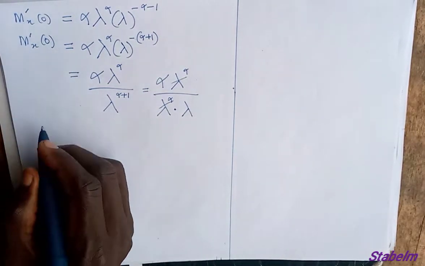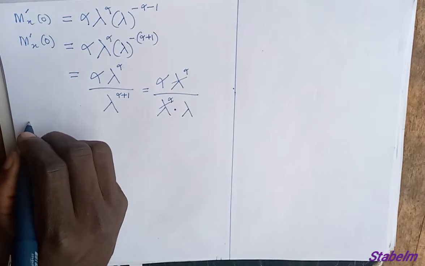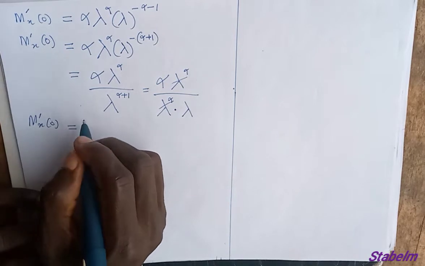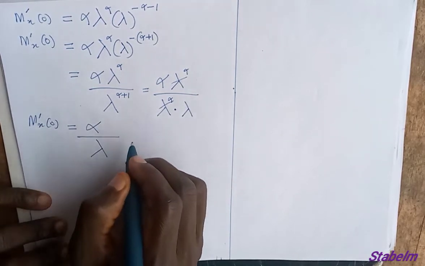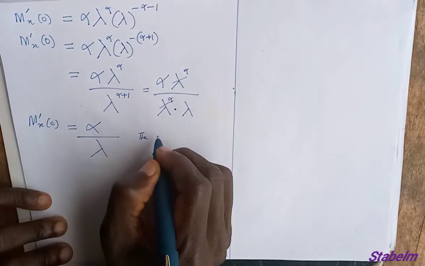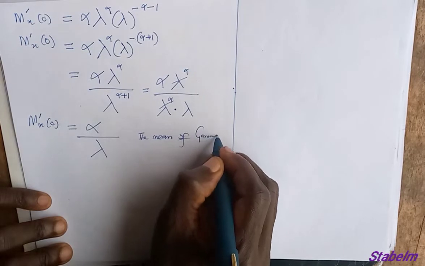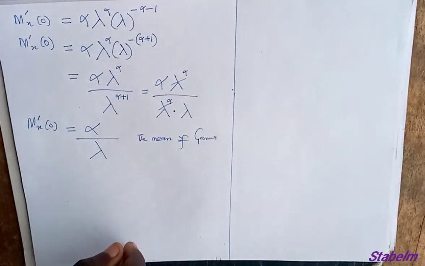So therefore our E of X, that is the mean of gamma distribution, which is M X prime of 0, will be equal to what? We have alpha divided by lambda. So this is the mean of gamma distribution. So now we need to find the variance.